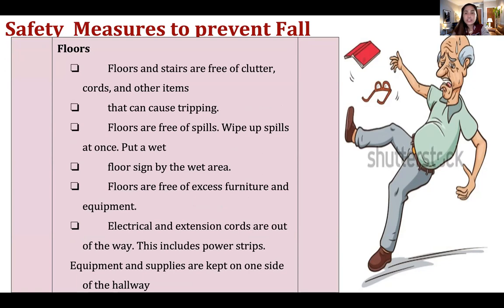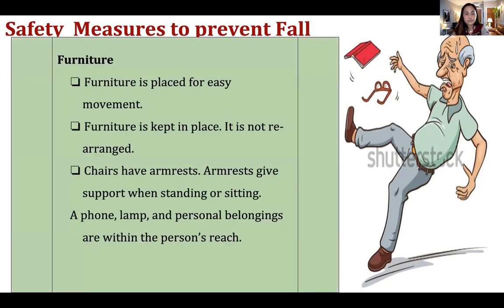That's why if the cleaner is cleaning the floor, they are putting up a signboard that the floor is wet. So make sure to always put the floor sign for wet areas to prevent falls. Electrical and extension cords are out of the way, okay, because these can lead also to falls.